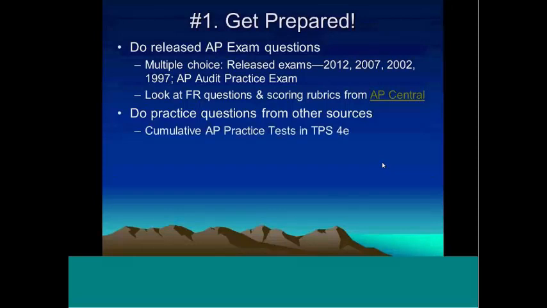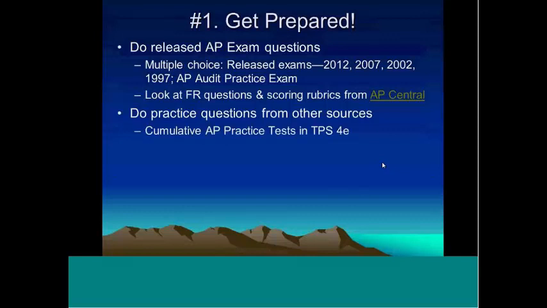A few decent sources: those of you using The Practice of Statistics 4th edition know that there are some cumulative AP practice tests at the end of chapters 4, 7, 10, and 12. My students just did the one at the end of chapter 12 this past week, and that is a full-length AP-style practice test written by Michael Legacy, who was on the test development committee a few years back.